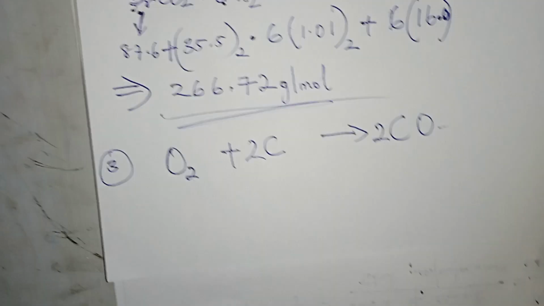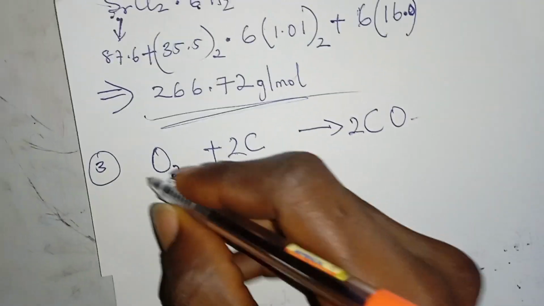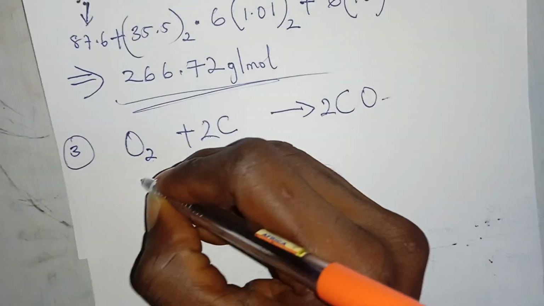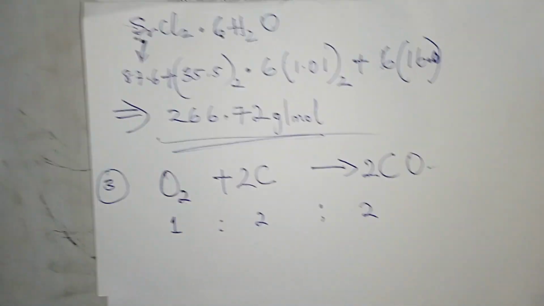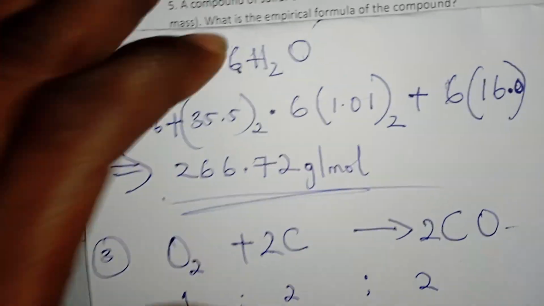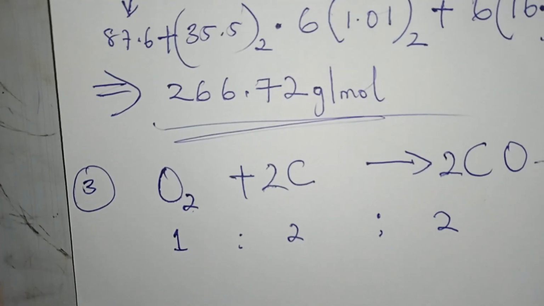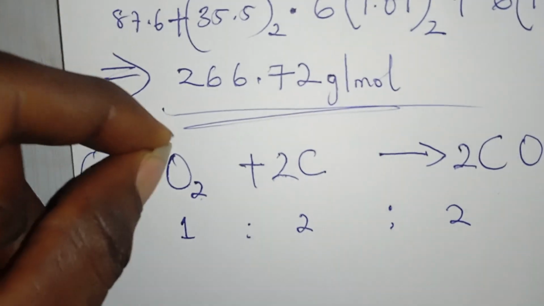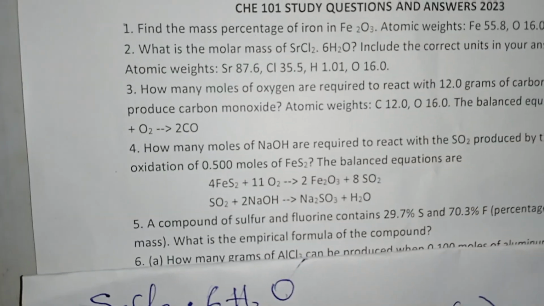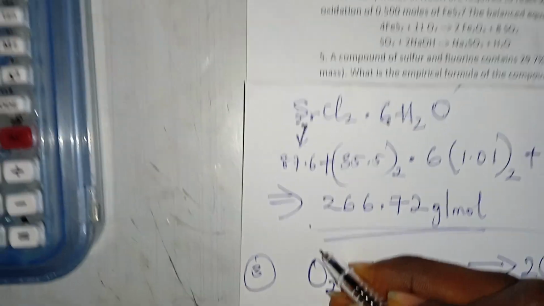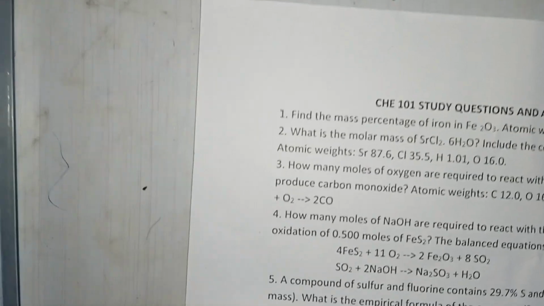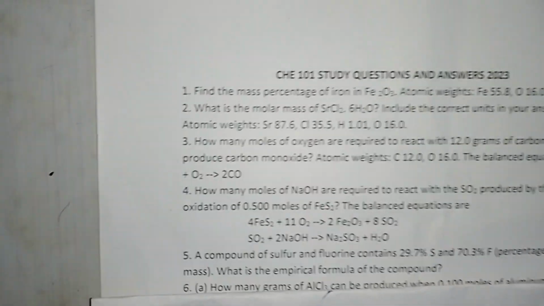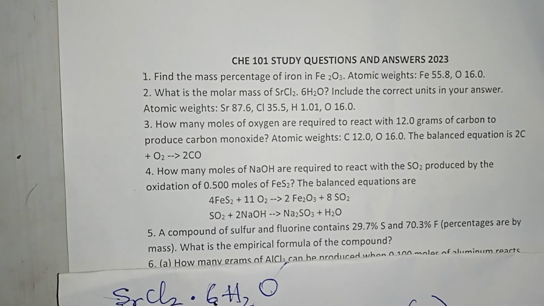Now, once you've balanced this equation, you need to check something. There is no stoichiometric coefficient before oxygen, so it's in the ratio of 1:2. Whenever you're doing stoichiometry and you have just one equation, focus on the given value and what you are asked to find. In this question, they said how many moles of oxygen. Oxygen is what we are asked to find.